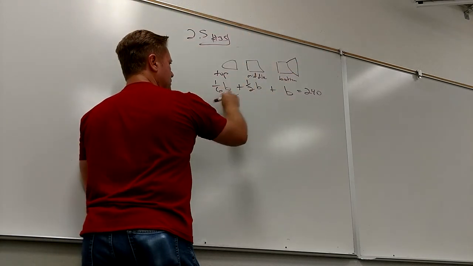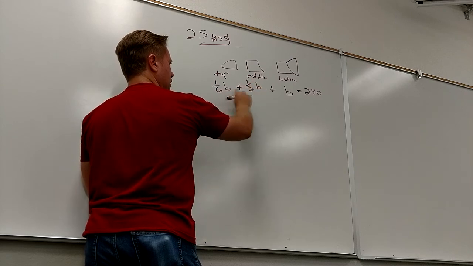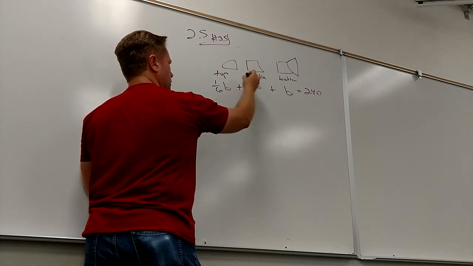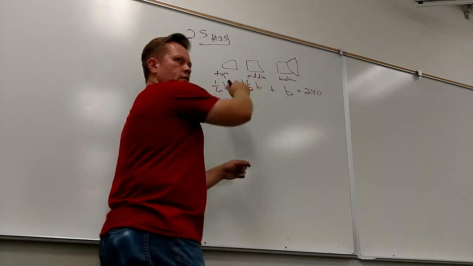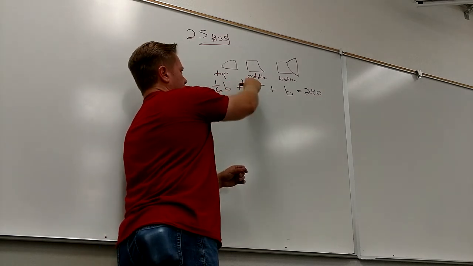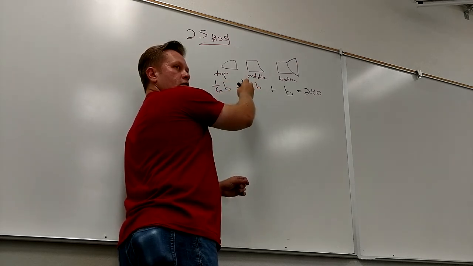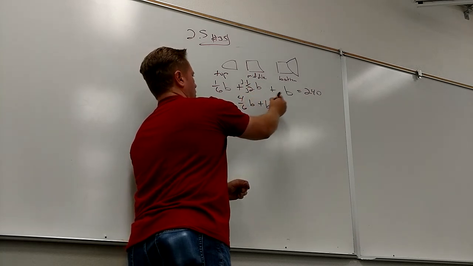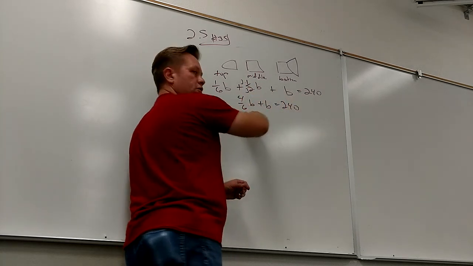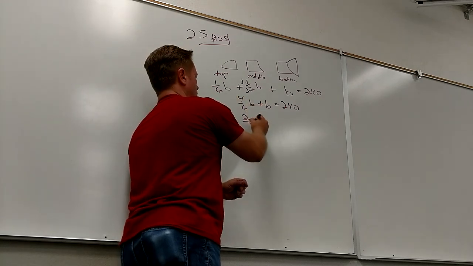But what do you get when you add these together? How do I add these together? What do I need here to add these together? Yeah, multiply by 3. So I got 1/6 plus 3/6. 1/6 plus 3/6 is 4/6. And you see how that reduces? So that's 2/3.